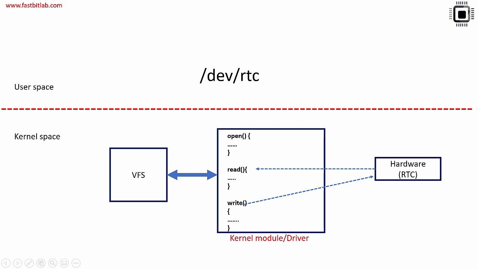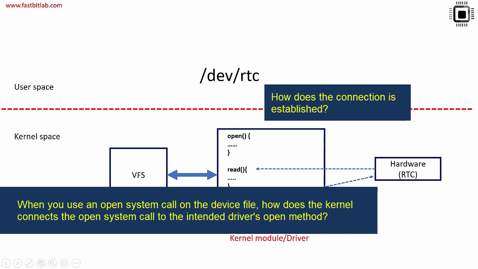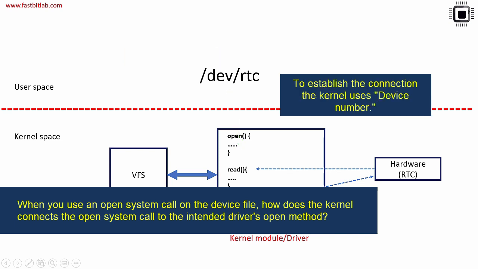Now the question is, when you use, let's say, the open system call on this device file, how does the kernel connect the open system call to the intended driver's open method? How is that connection established? To establish the connection, the kernel uses something called a device number.